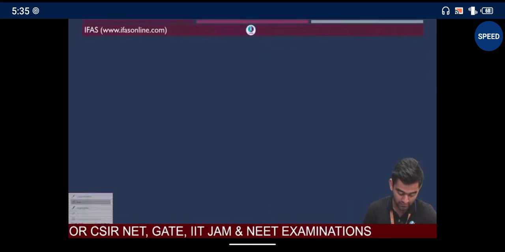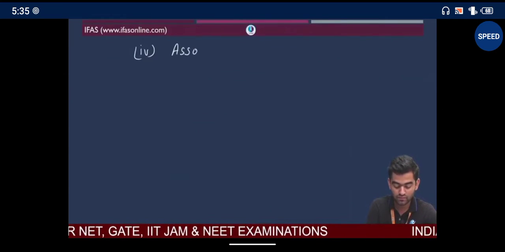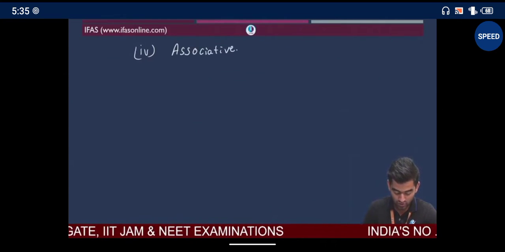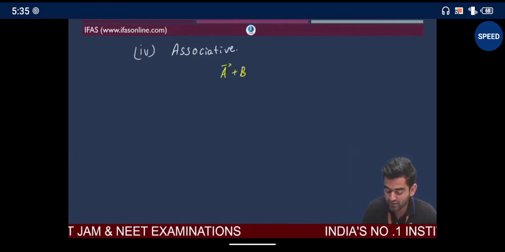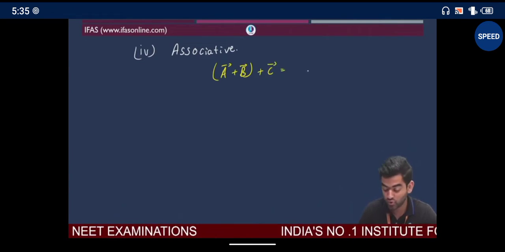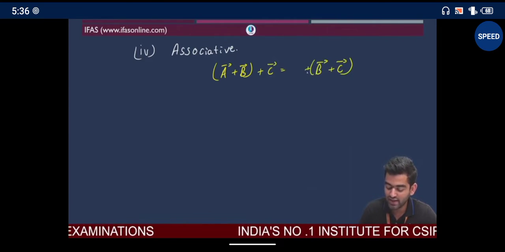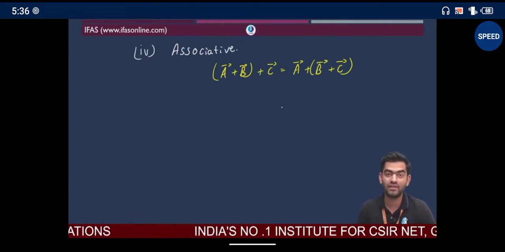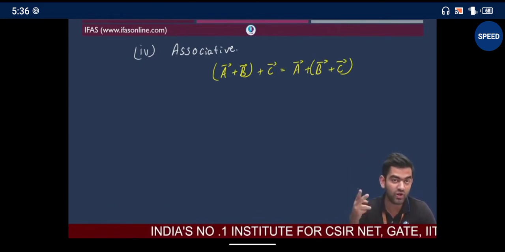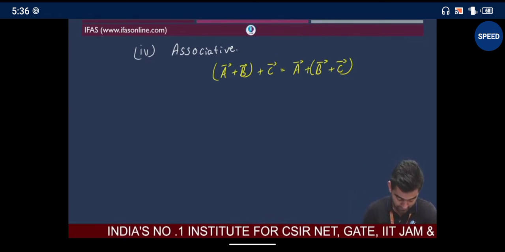Moving on to another part, which is associative. The associative property is that A vector is added to B vector, then added to C vector, which is similar to B and C vectors being added together and then added to A vector. These two are nothing else but the same thing. So it does not matter in which sequence you add them, you are going to get the same result. This kind of property is called the associative property.